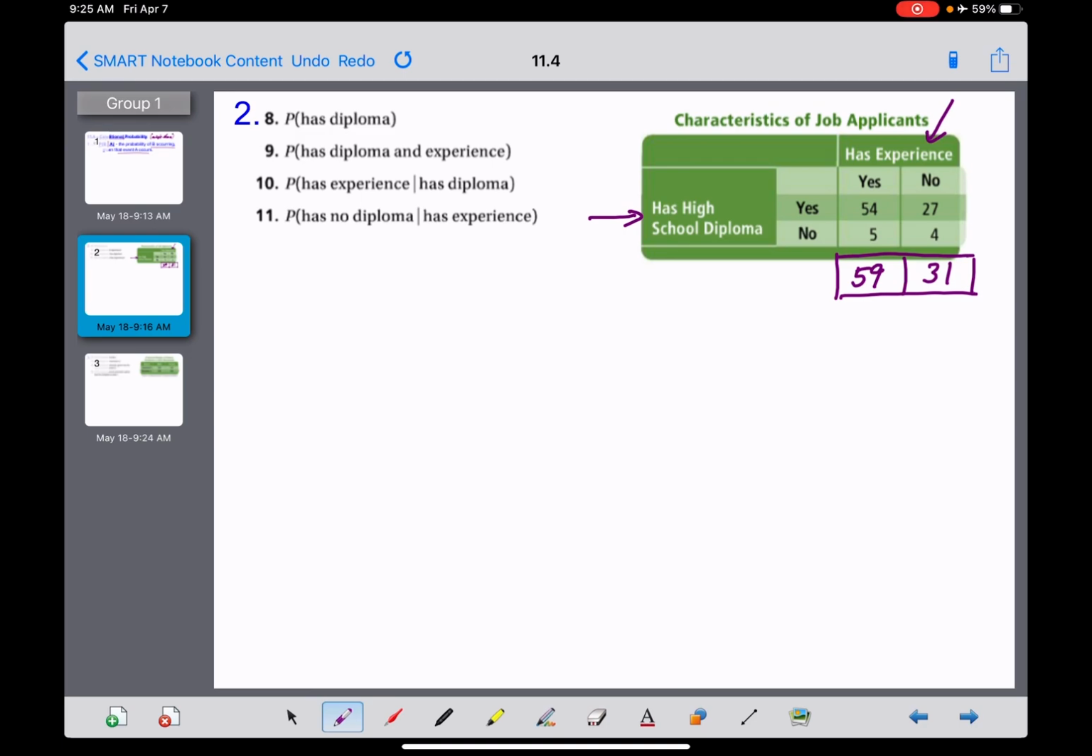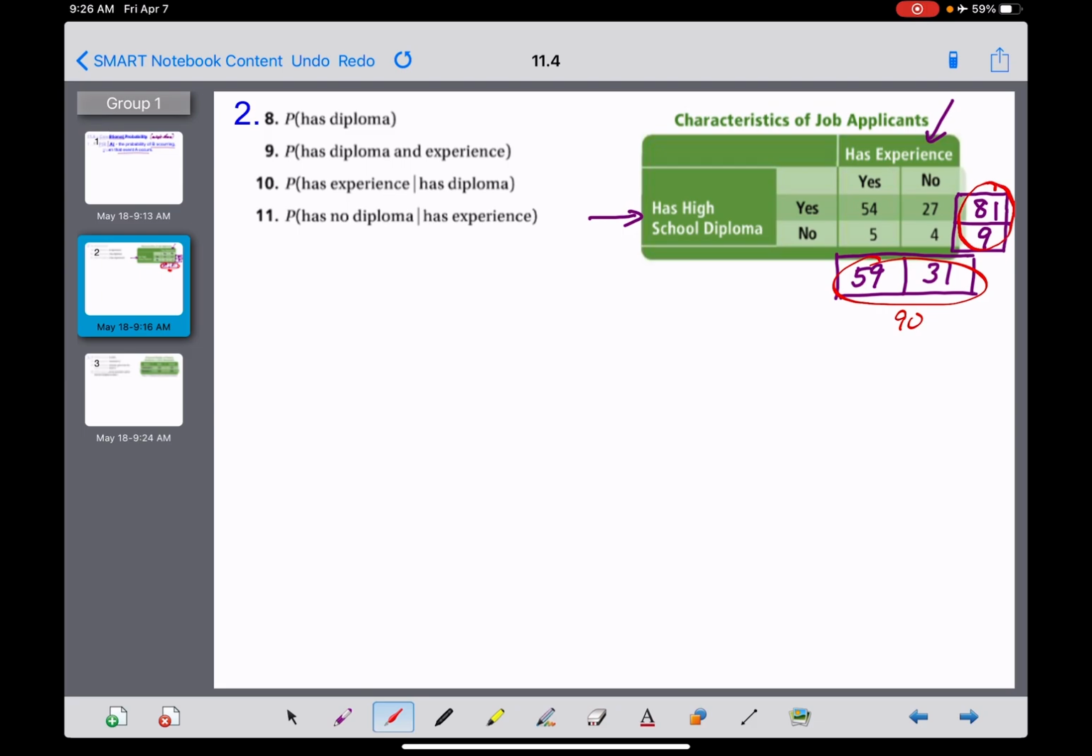Reading it from left to right now, for the ones that have a high school diploma, we would add the 54 and the 27 together over here on the right, and that is going to be, I believe, an 81, if I'm not mistaken. The 5 and the 4 is going to get us 9 applicants who do not have a high school diploma. And you'll notice, guys, if you add up the 59 and the 31, you'd get a grand total of 90 applicants.